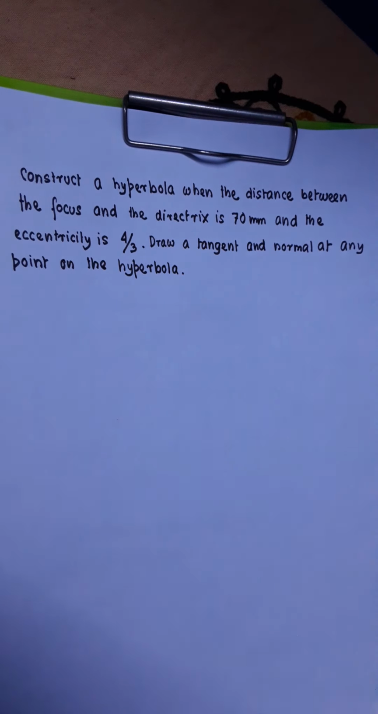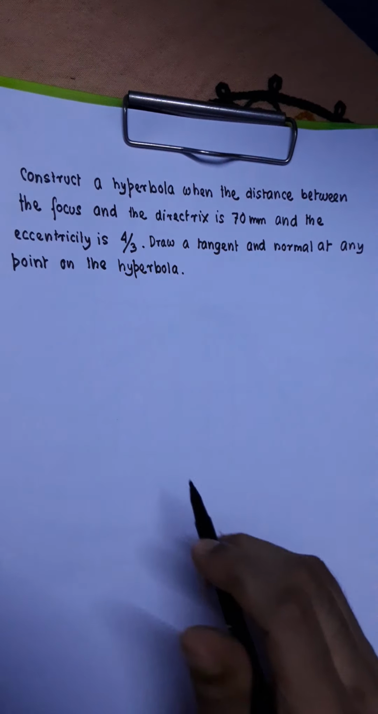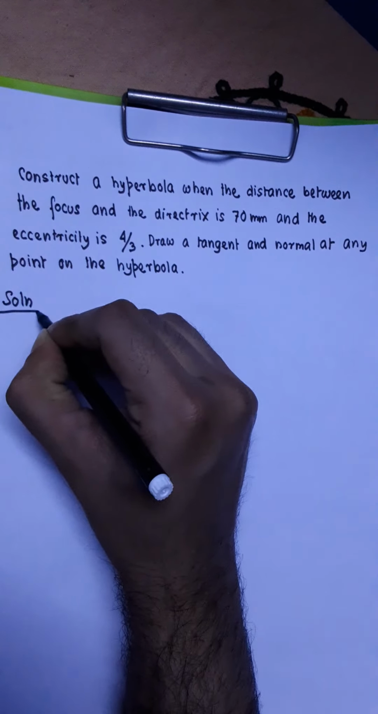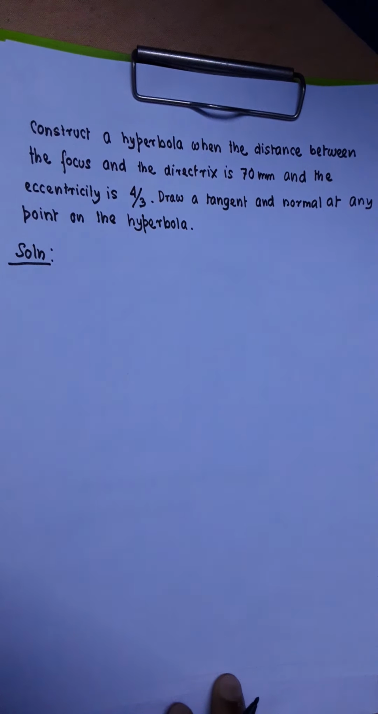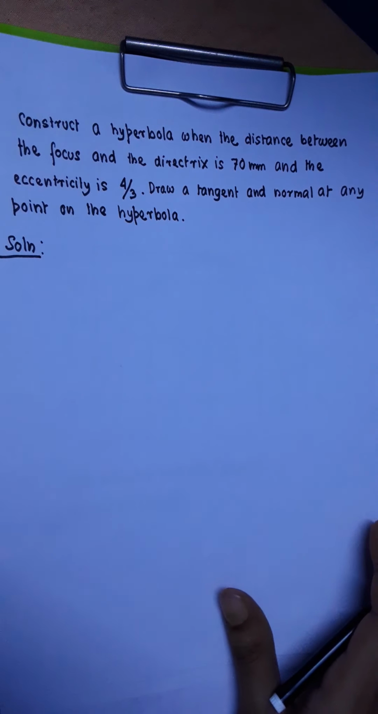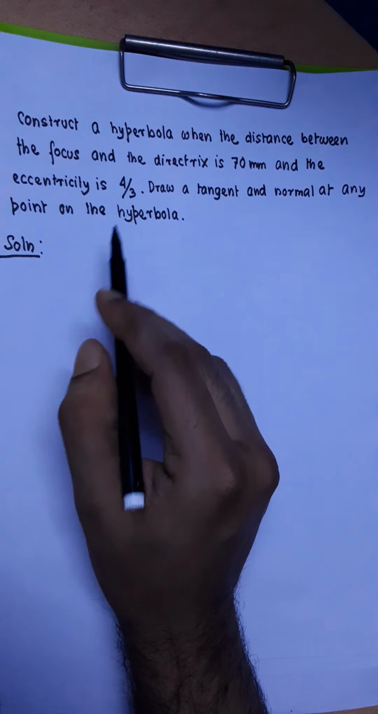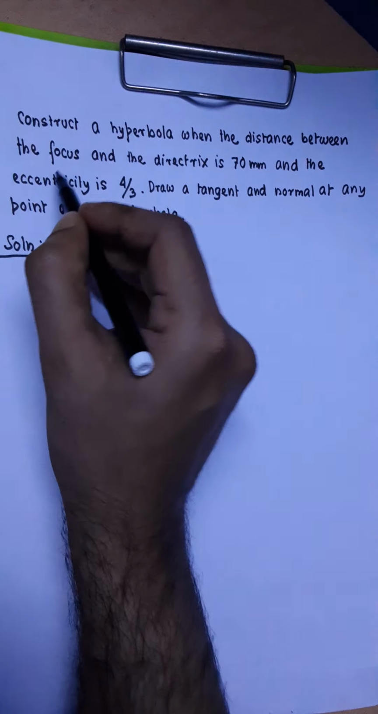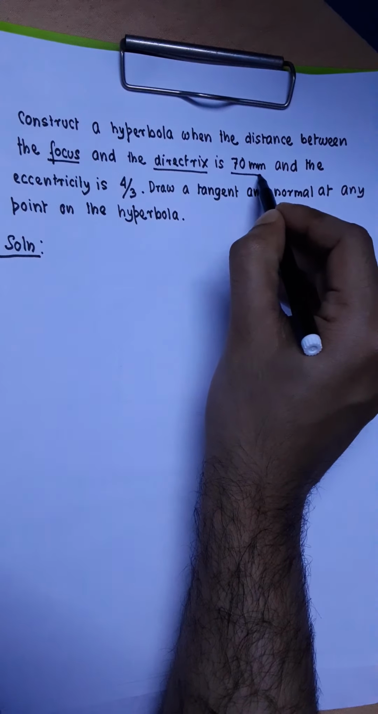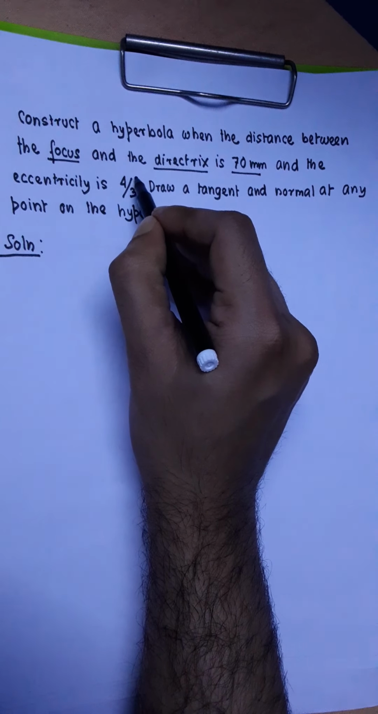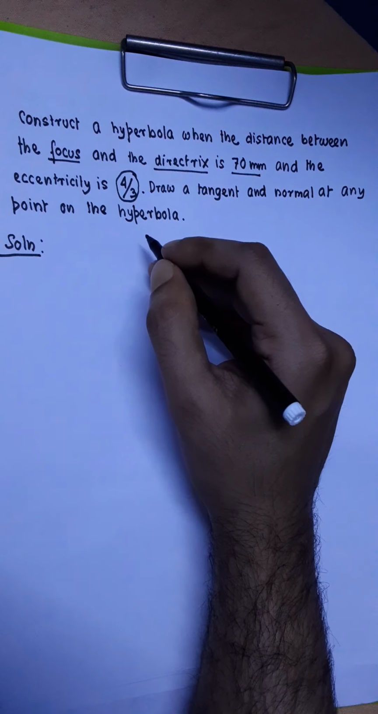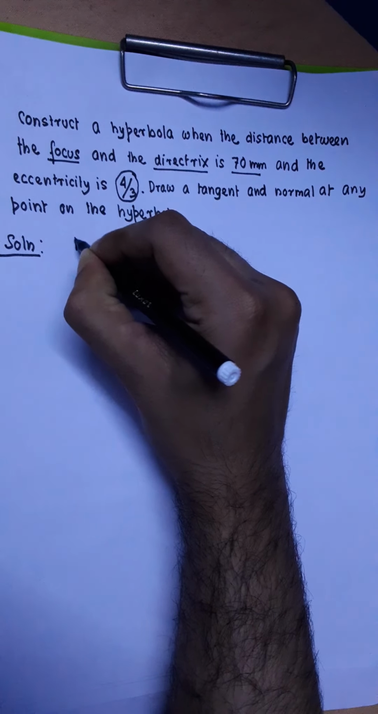Okay, so this is the question. Let us start solving the question. So let us go to the solution of this question. Please pay attention and try to understand the different steps by which the hyperbola can be constructed. Now, since in this hyperbola construction we are using the distance between the focus and the directrix as our input and also the eccentricity value, which is given as 4 by 3. Therefore, this method of hyperbola construction is referred to as the focus directrix method.